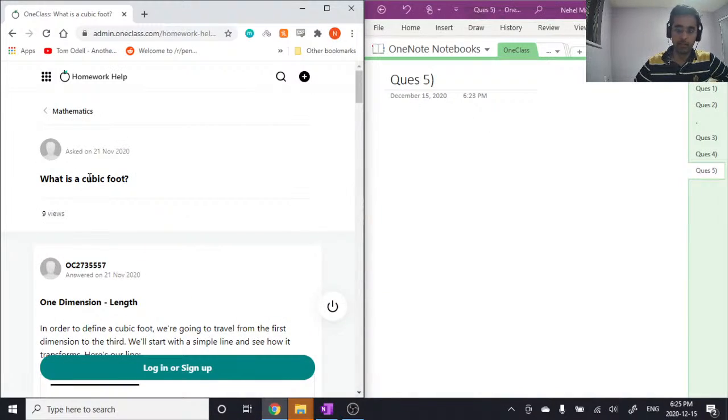All right, so question 5 for today is, what is a cubic foot? So a cubic foot is essentially a unit of volume. What we're talking about is an expression which is feet to the cube. The easiest way to talk about this is if we have a one-dimensional shape, one dimension is correct.